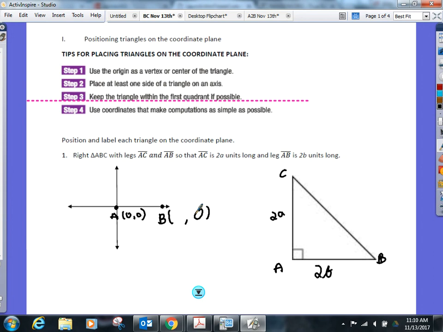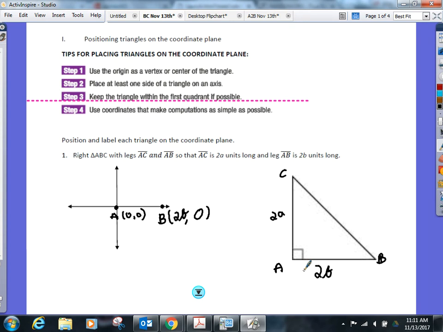How long does AB have to be according to my requirements? 2B, right? So how far over on the x-axis must I go? 2B. So point B is going to be (2B, 0). Again, I'm going over 2B, so this distance right here would be 2B.